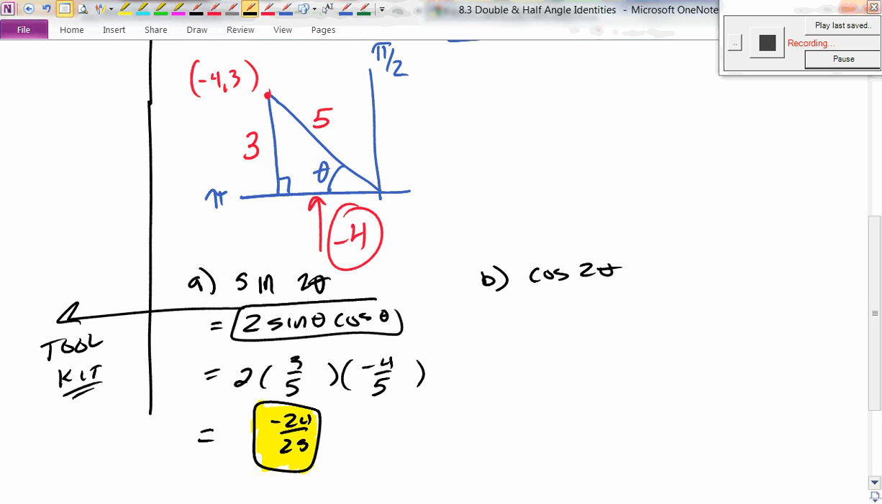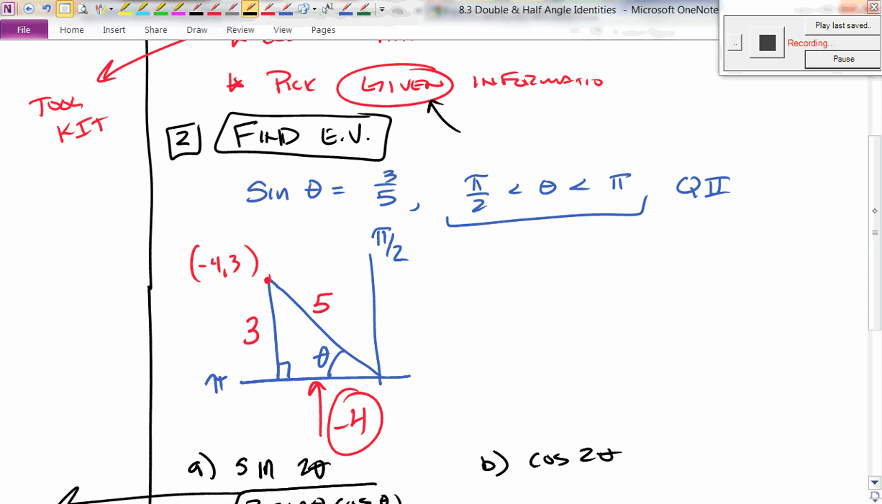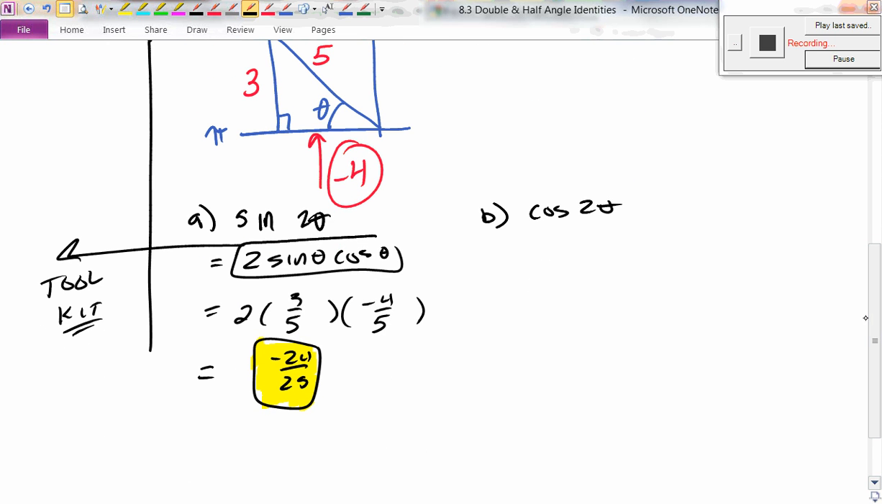Alright, now, like I said before, in the first box here, the cosine of 2 theta has 3 choices attached to it. Okay? So which one are we going to pick? Which one are we going to use to continue on with the problem? I told everybody to use the one that has the given information. So what do I mean by the given information?